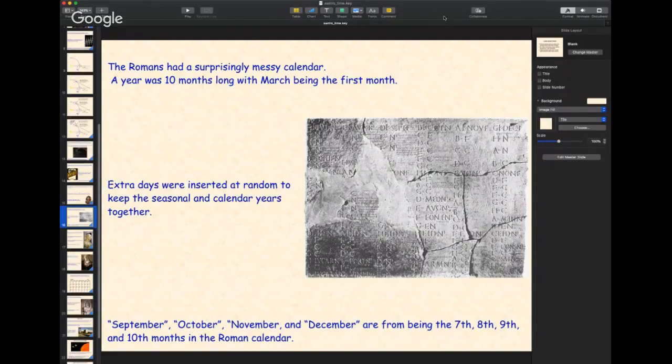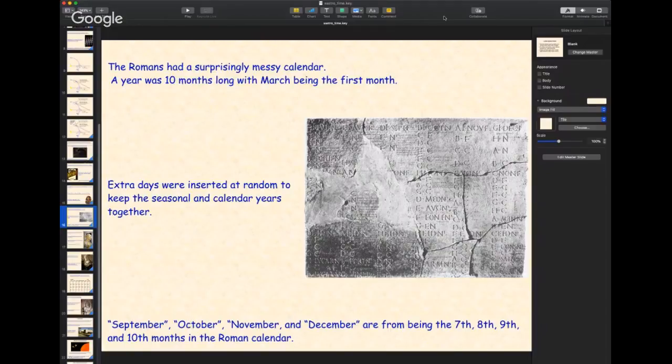And the empire was also big, and so different parts of the empire were inserting days at random in order to keep their local seasonal calendar in touch with the man-made calendar. Quite a mess, but nevertheless still with us. The months September, October, November, December are with us from being in the Roman calendar what were the 7th, 8th, 9th, and 10th months.